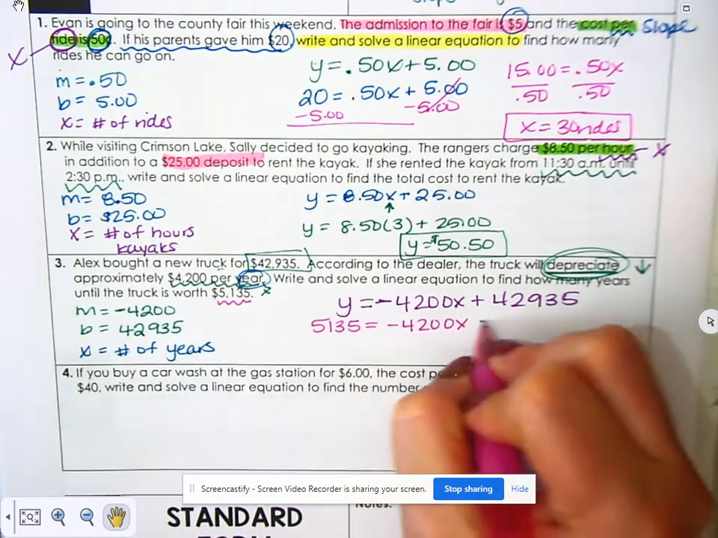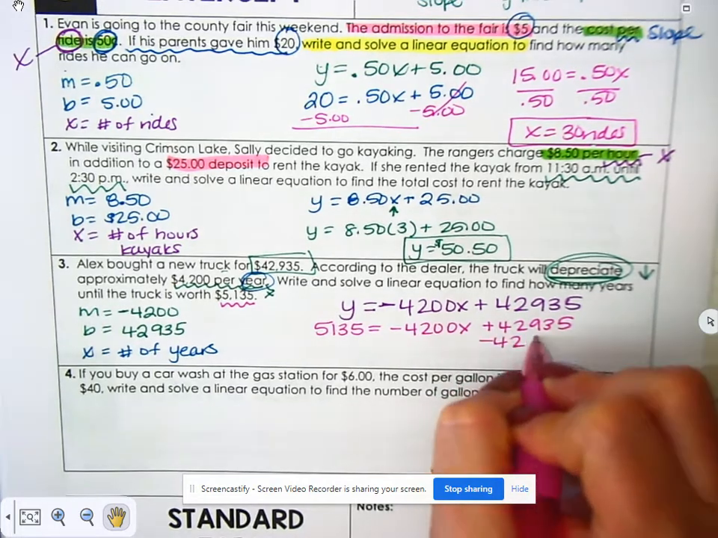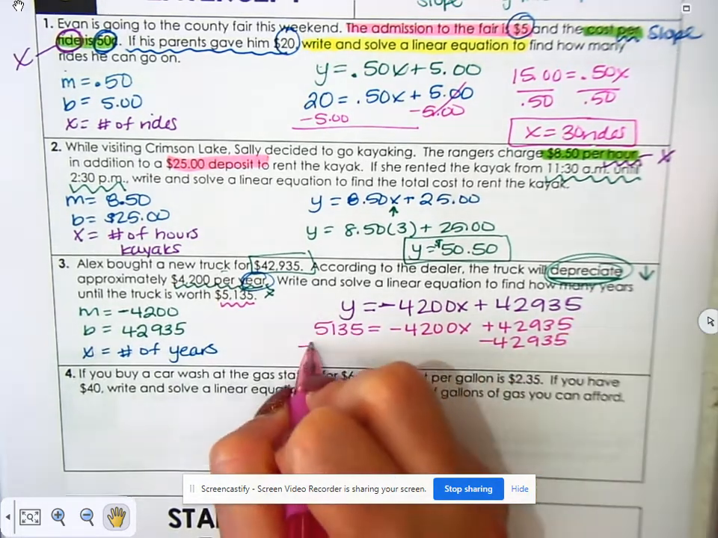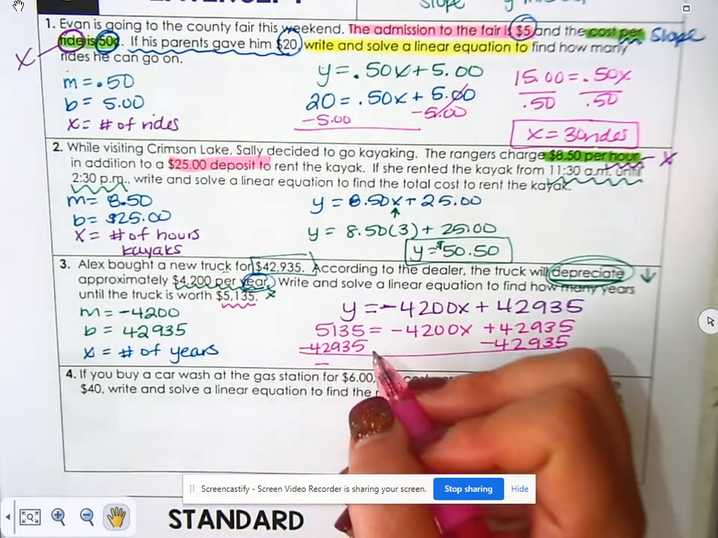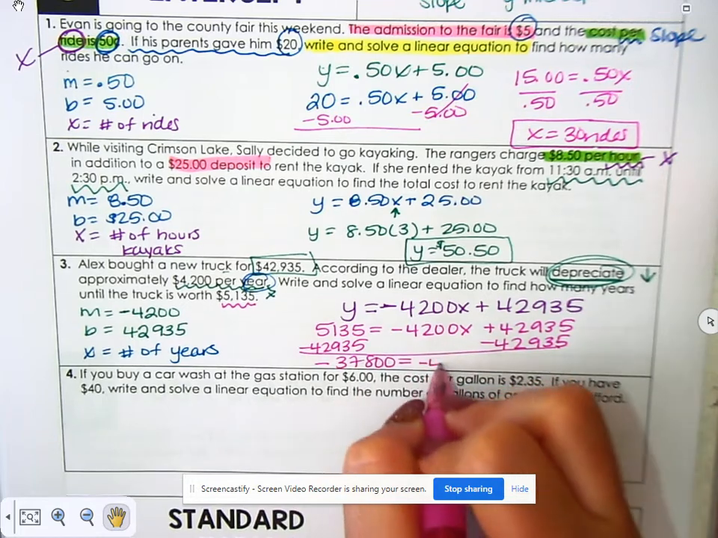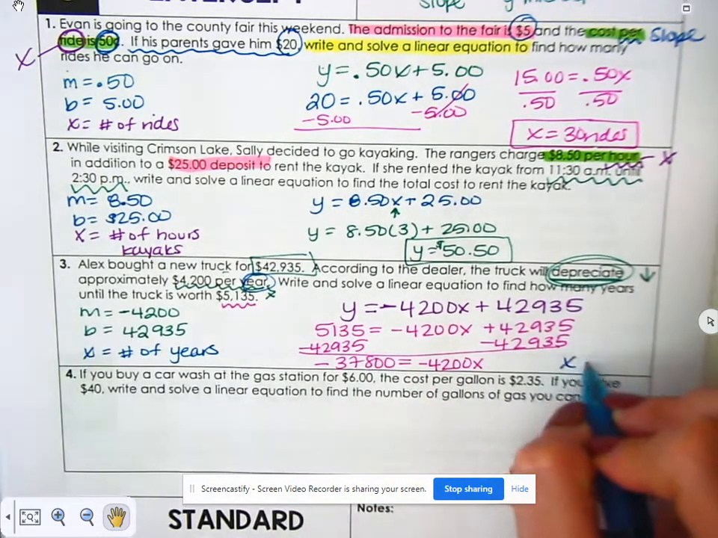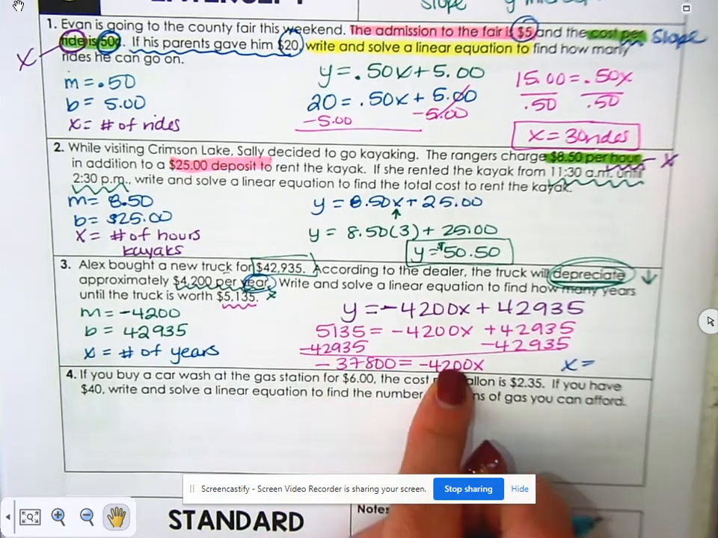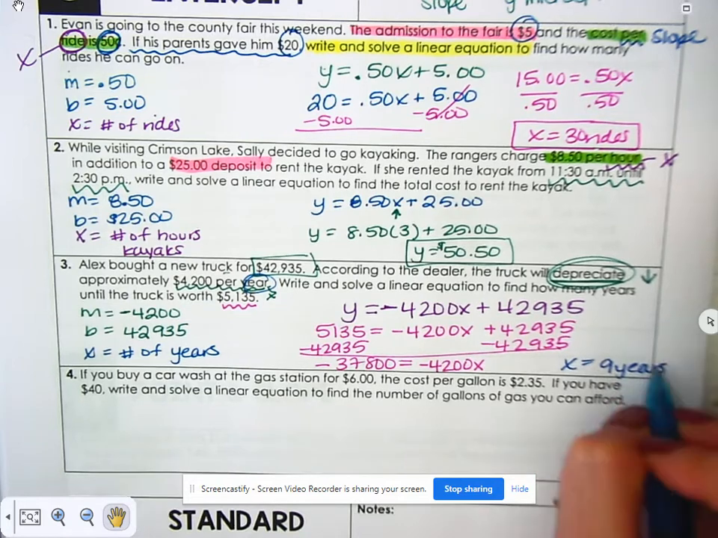And again, we have a two-step equation. So you're going to move this first. And then you're going to divide by negative 4,200. I'm kind of out of room. So when you divide 37,800 by 4,200, you are going to get 9 years.